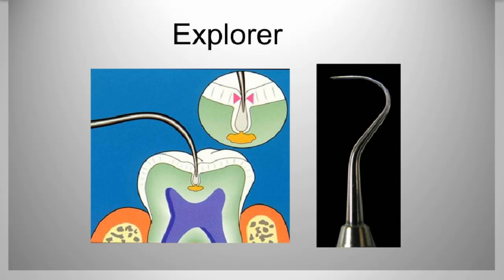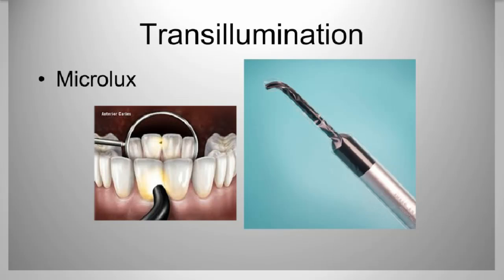We do have transillumination. Probably the product that comes to mind is Microlux. You can see the photograph here of the transilluminator, and really the anterior teeth benefit the most from transillumination. I find I can do it with a headlight on my loupes, and I find that's very powerful as well. Again, that's not all-inclusive to find decay, but it is helpful.